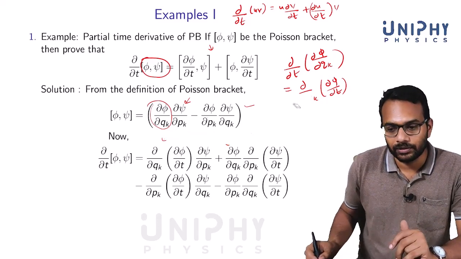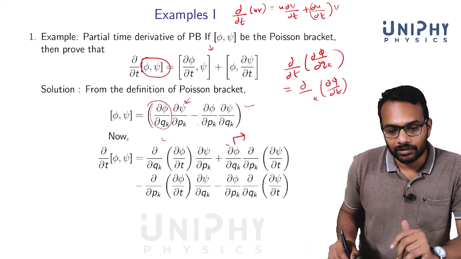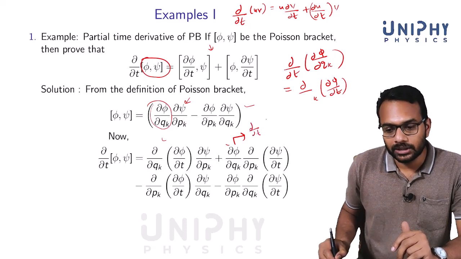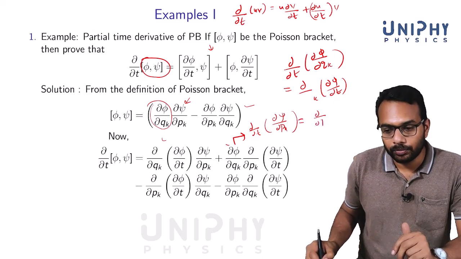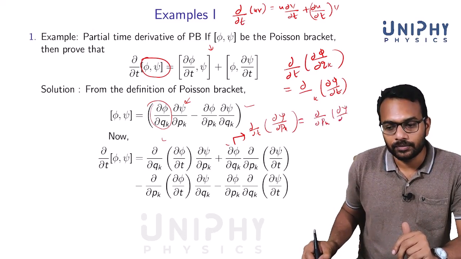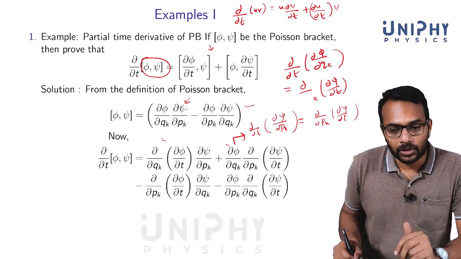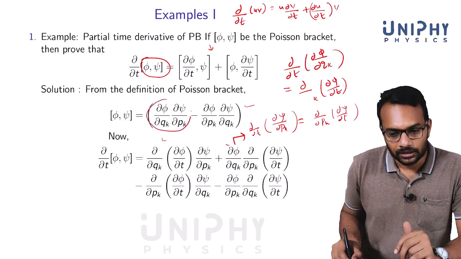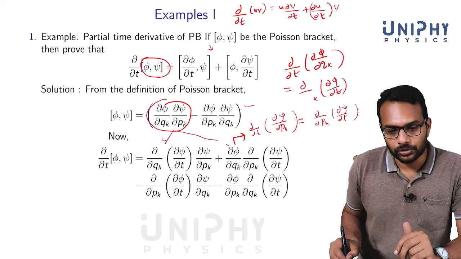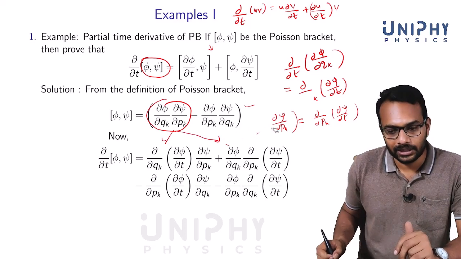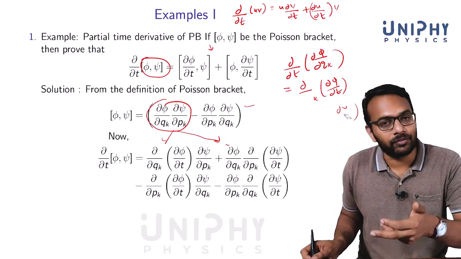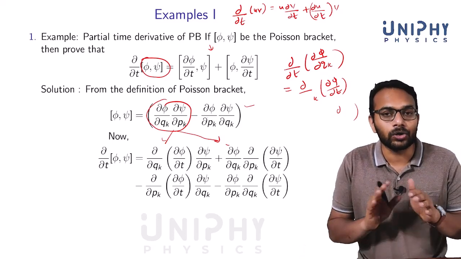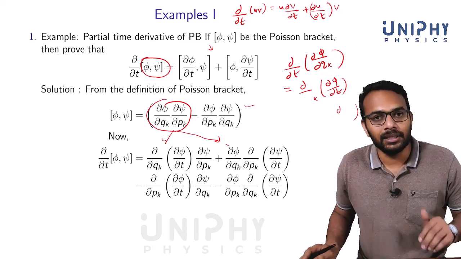All right, so what we are using here is that we have a term from here, dou by dou t of dou psi by dou pk, and that can be written as dou by dou pk of dou psi by dou t. Now we have only dealt with the first term here. The first term gives these two terms. I repeat, we have done two things. We have used the product rule, and we have made use of the fact that the order of taking a partial derivative can be interchanged.